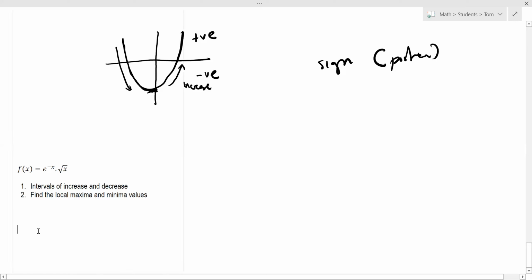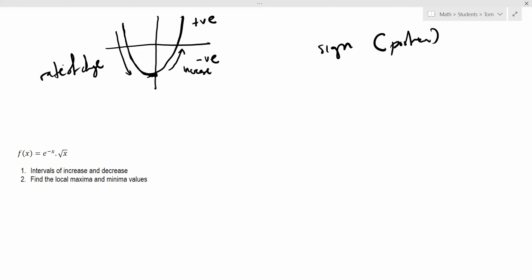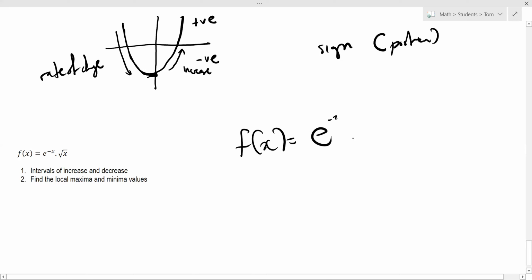Now, how do we find the intervals of increase and decrease? First of all, what we have to do is find the derivative of the function. The derivative of the function tells you the rate of change. Is it going in this direction or is it going in that direction? So f of x is equal to e to the power of negative x dot square root of x. Now we want to find the derivative.